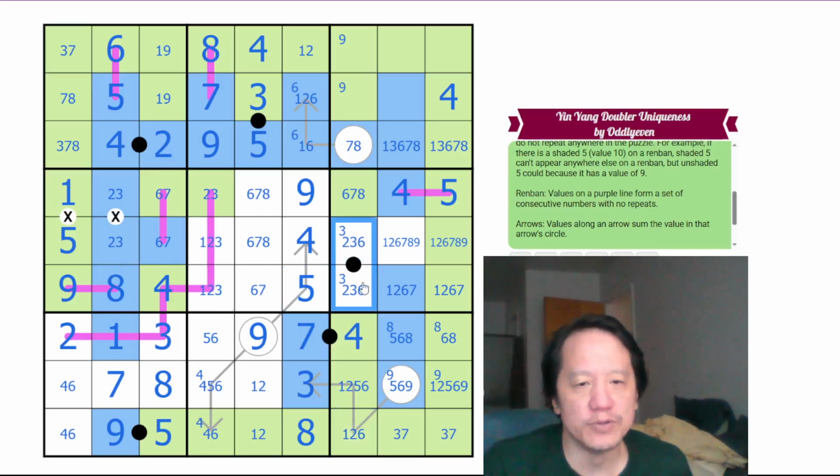One of these is blue, because the 3 has to be the 6 in value. Hmm.